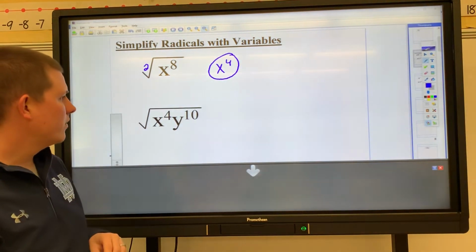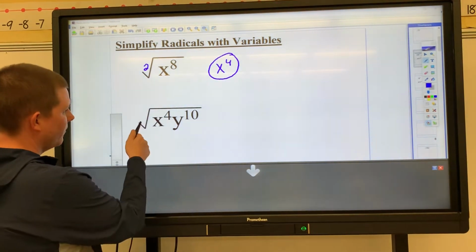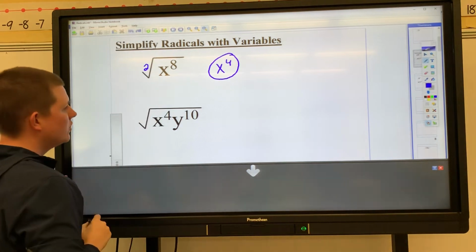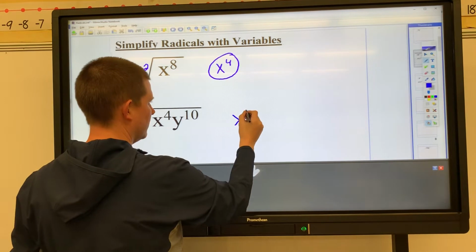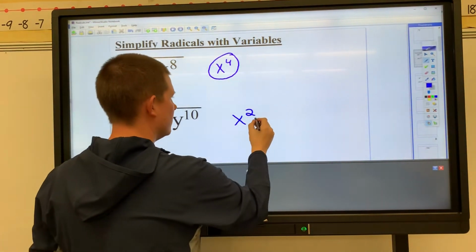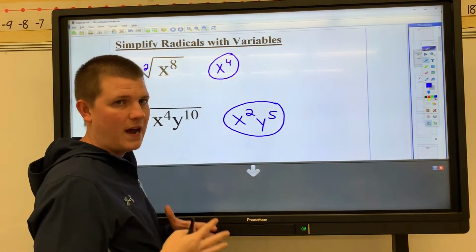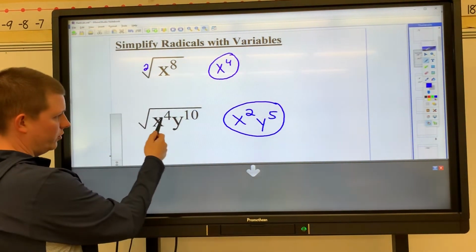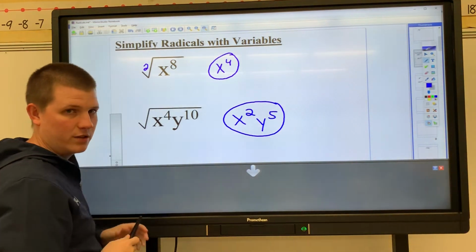Square root of x to the 4th over square root of y to the 10th. Remember there's an imaginary 2 here. You don't need to actually put that there, but there's an imaginary 2. So all we're going to do is divide by 2. 4 divided by 2 is 2, x to the 2nd, or x squared. 10 divided by 2 is 5, so y to the 5th.